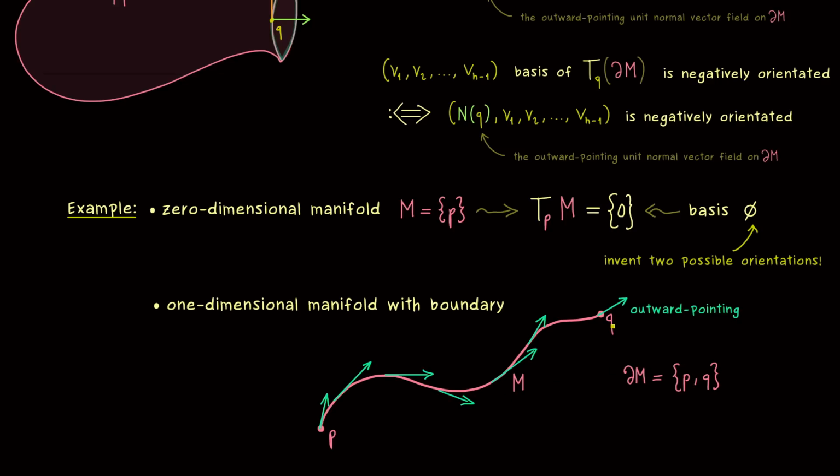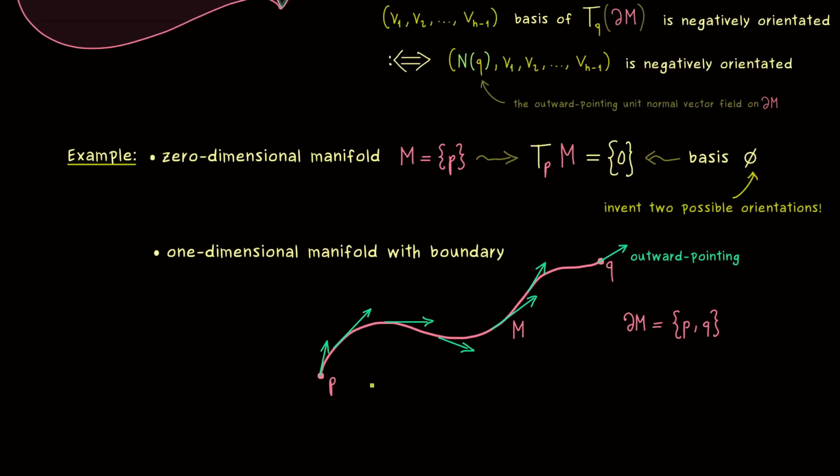Then on the point Q here, we have the outward pointing normal vector there, but on the point P, we have to flip it. And this immediately tells us something about the orientation at the boundary, if you recall what we have discussed before. So for T_P del M, we have the empty set as a basis, but this one is negatively orientated if and only if the outward pointing vector is negatively orientated.